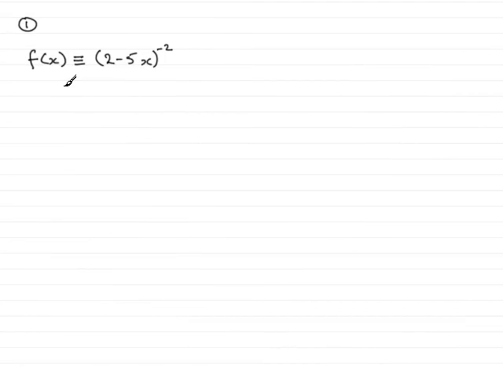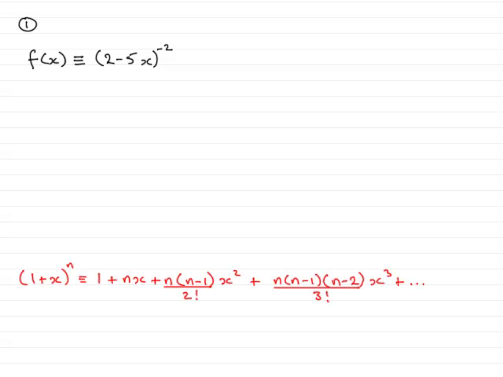Now in question number 1 then, we're given that f of x is identical to (2 minus 5x) to the power minus 2, and asked to expand this up to the term in x cubed. Now this is a typical question for the binomial expansion, and I'll just remind you what the binomial expansion is.